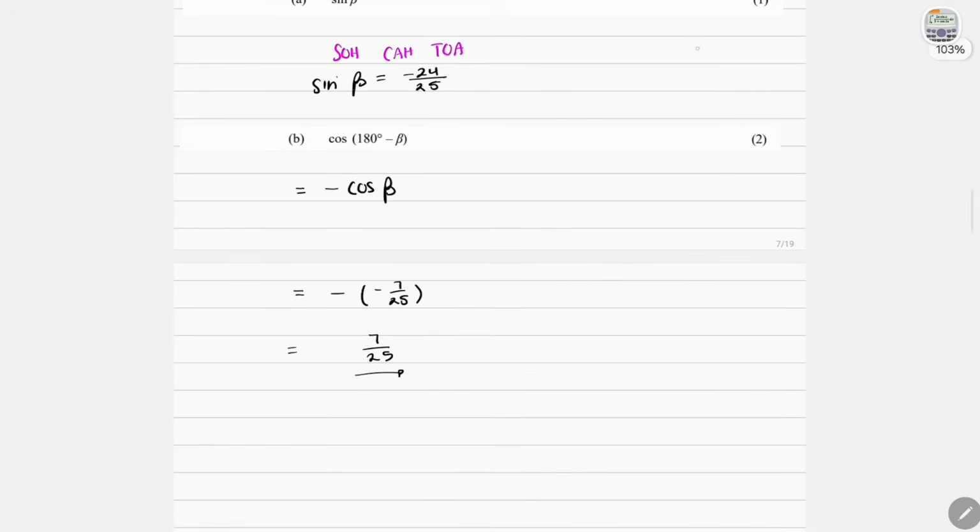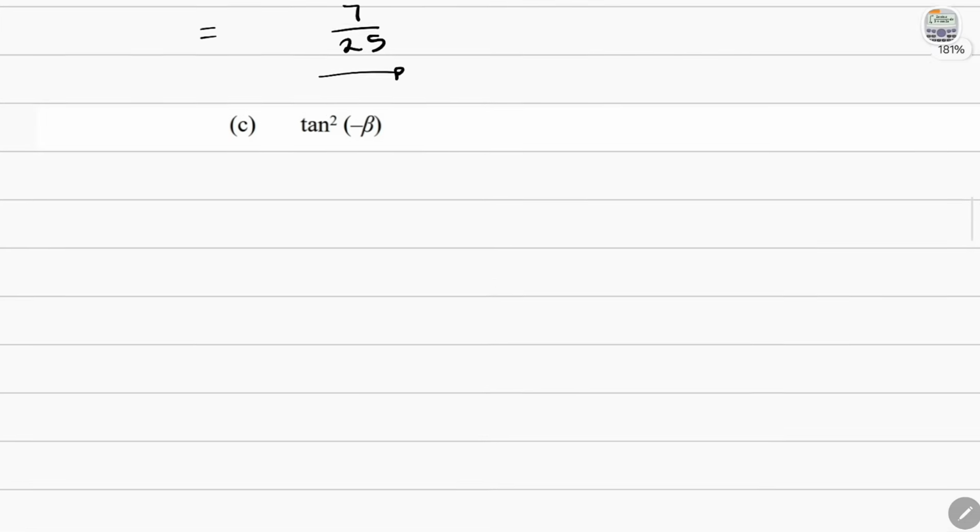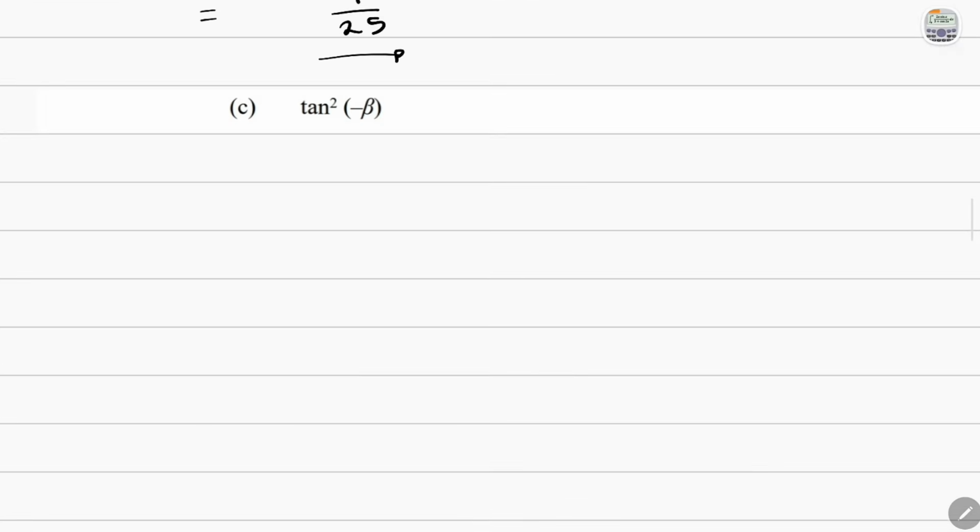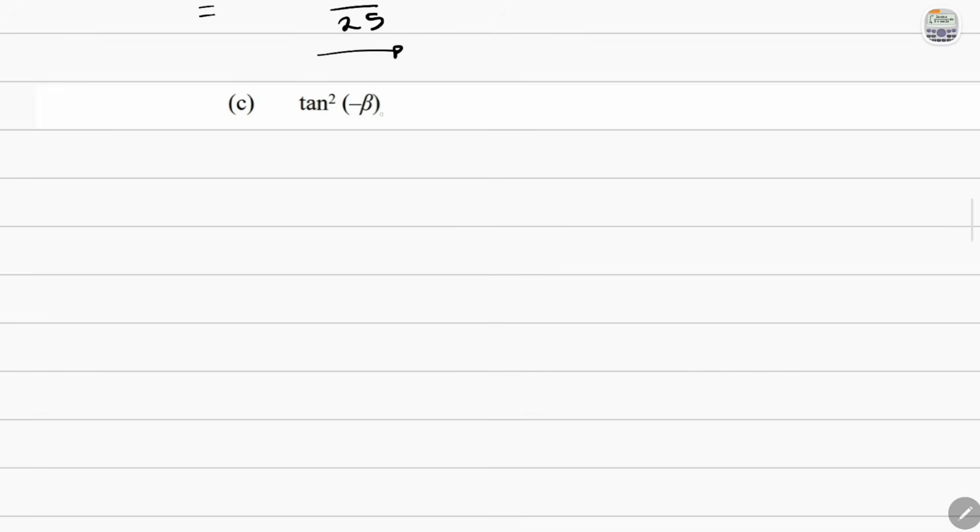Moving on to the next question. The next question is we need to find the size of tan squared of negative beta. Do you see that the beta is negative? So when your angle is negative, simply add 360 degrees to this. So it becomes tan squared of 360 degrees minus beta.